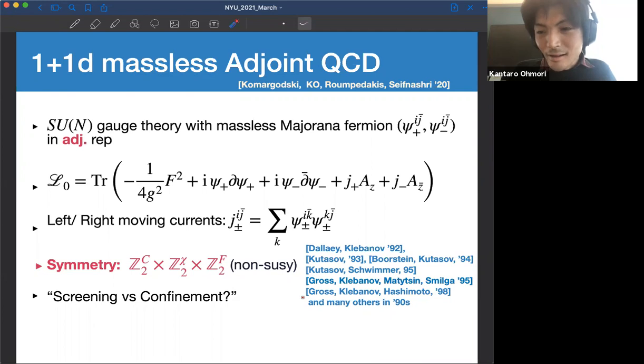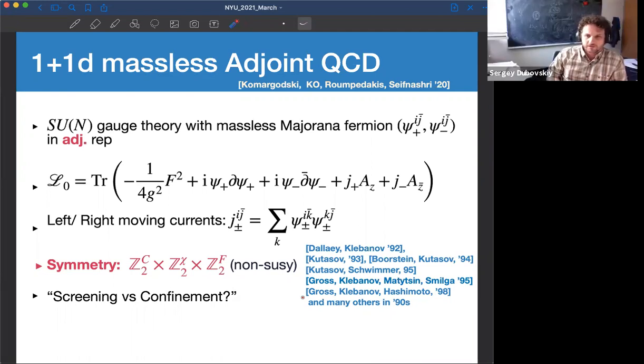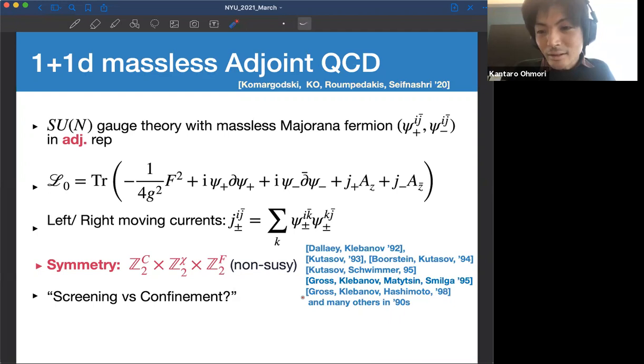But numerically. Sorry, not analytically. It's not like the 't Hooft model. Yeah, no, I agree. Sorry. Thank you.